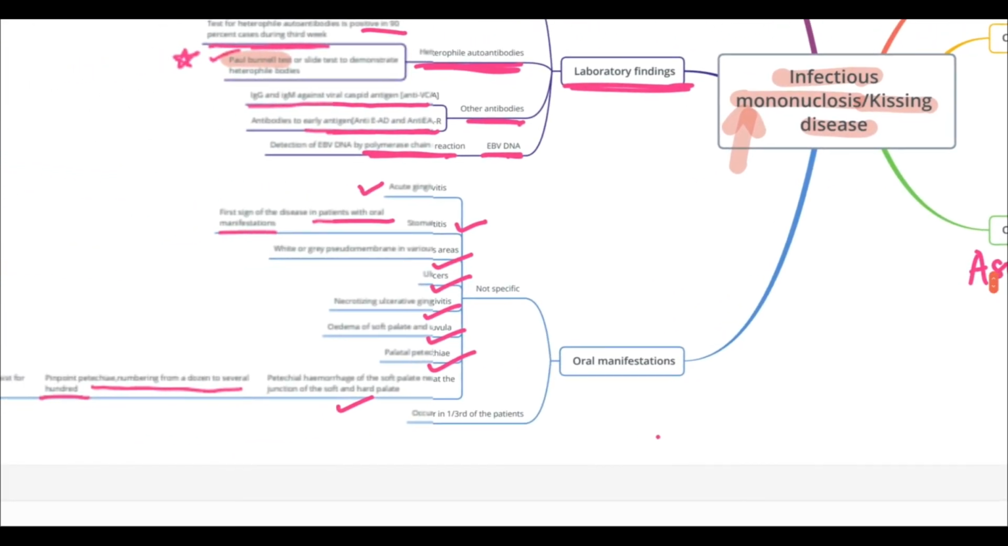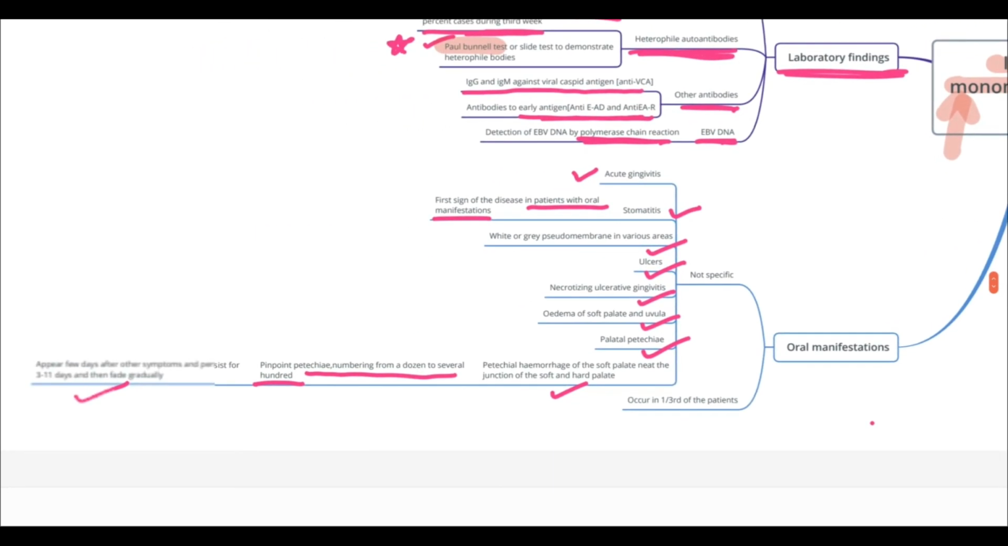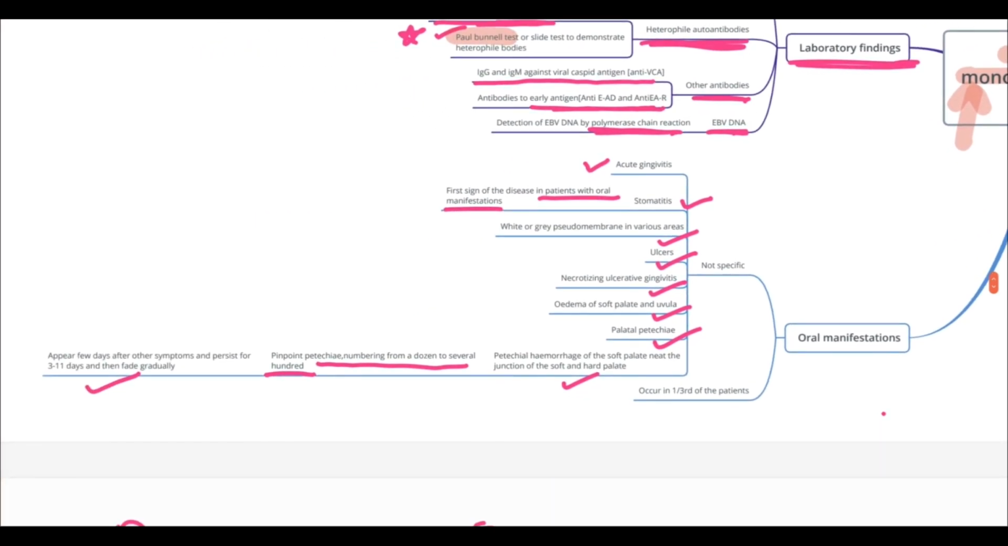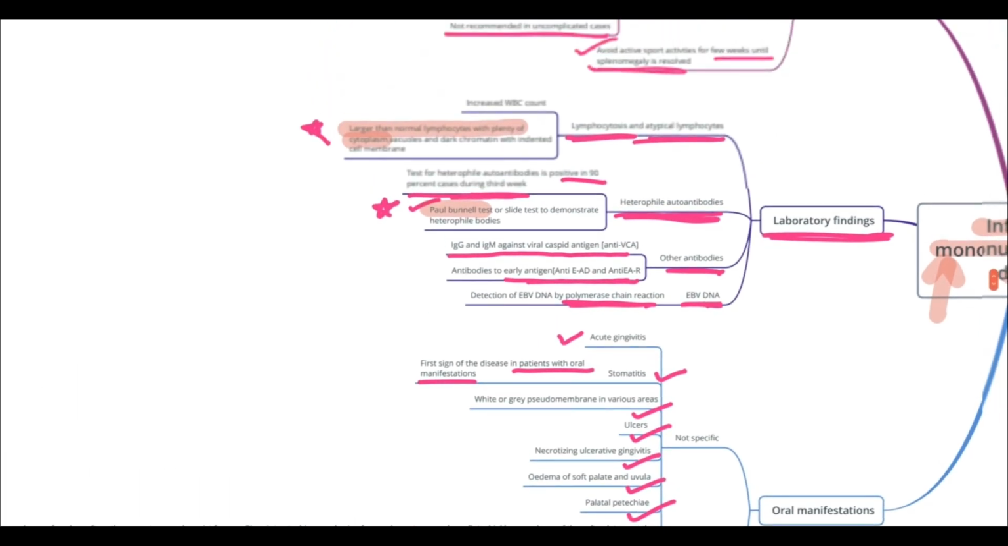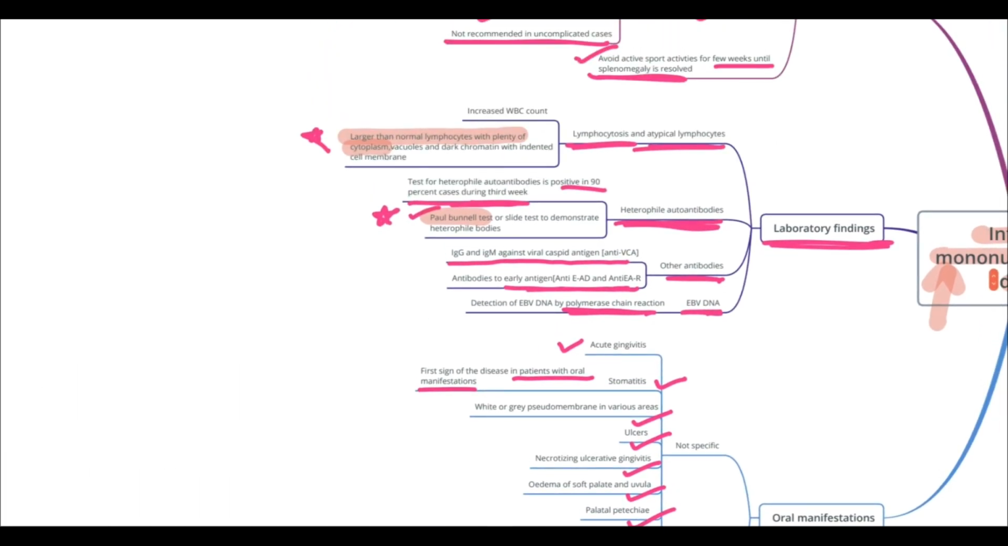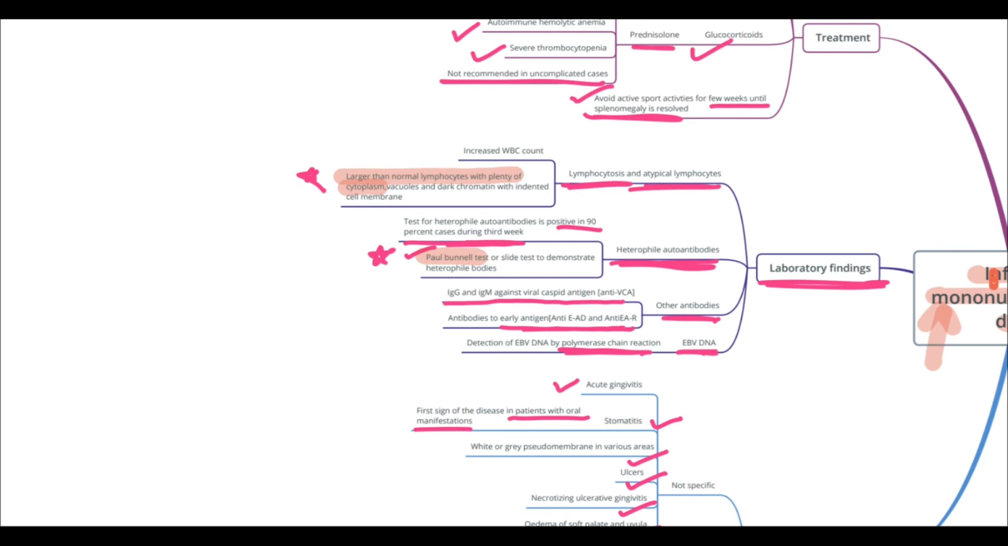Then we came to the oral manifestations. The oral manifestations are not really specific, but you can see gingivitis, stomatitis, pseudomembranes, ulcers, NUG, that is necrotizing ulcerative gingivitis, edema, palatal petechiae, and petechial hemorrhage. Then we came to laboratory findings where we spoke about lymphocytosis, and that's the reason the disease is called infectious mononucleosis. There are also heterophile autoantibodies that are present, and you detect them by the Paul-Bunnell test. We also see other antibodies, and we can also detect the EBV DNA.